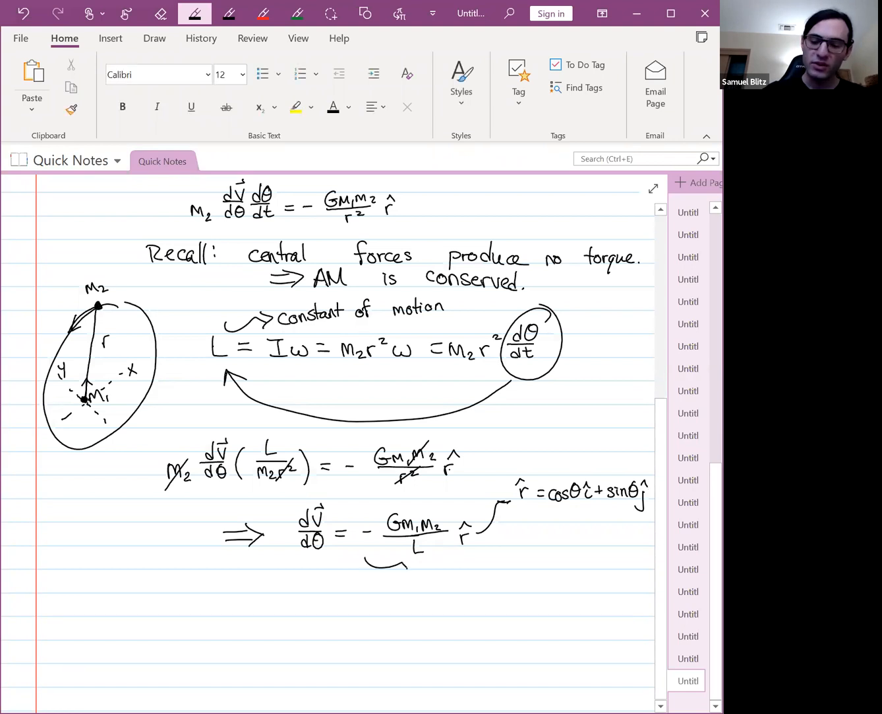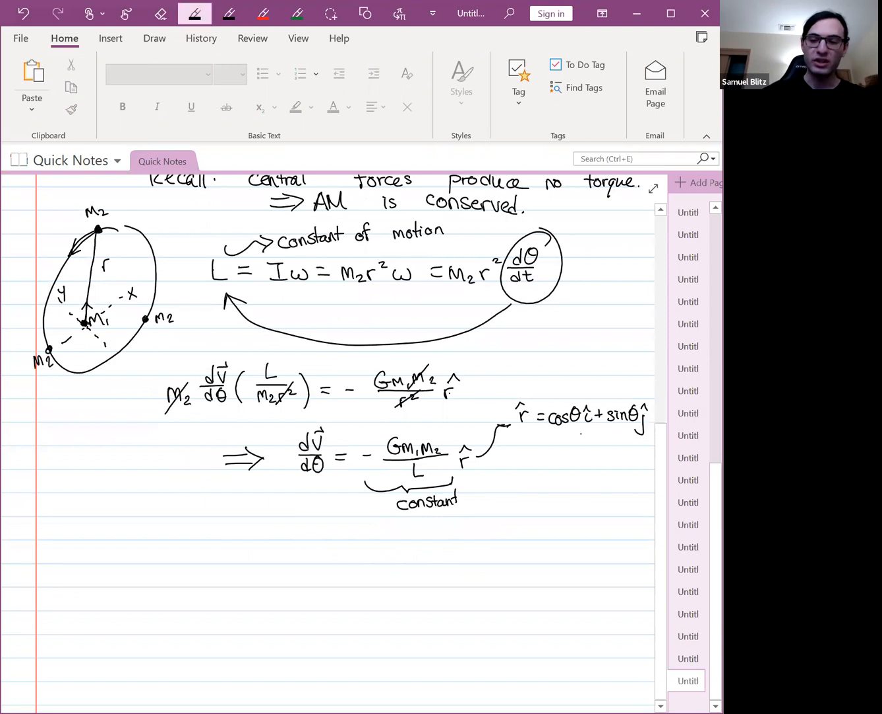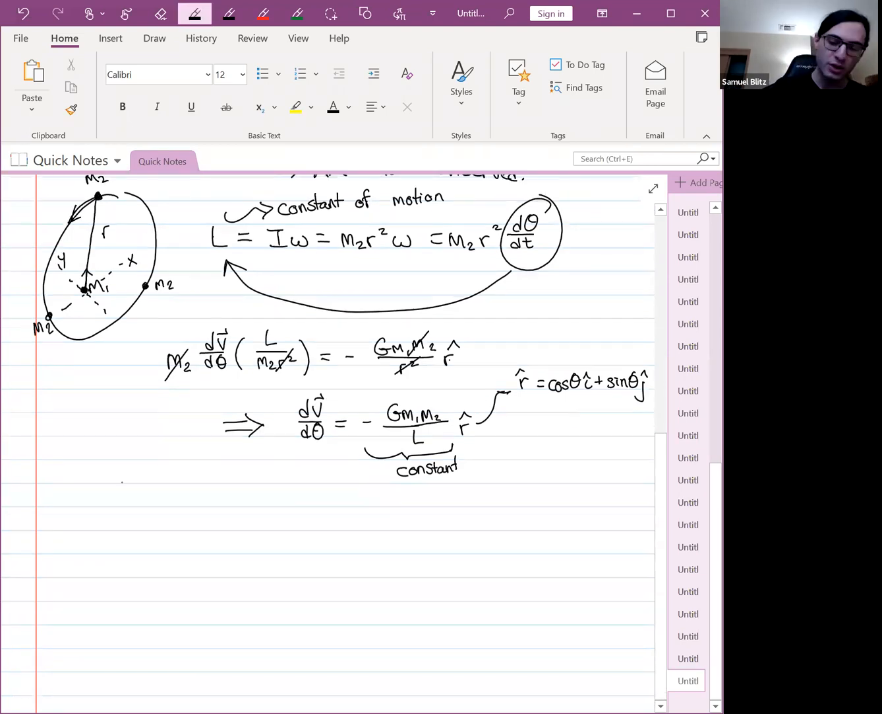And something to observe here is that this thing in front of r hat is just a constant. It depends on the mass, depends on Newton's constant, and it depends on the angular momentum, but it's just a number that stays the same regardless of where the object is in the orbit. If it's here, it's always the same number. And so what we can do is replace r hat with cosine theta and sine theta in the appropriate directions, and then just do an integral to get the velocity. It actually is relatively straightforward.